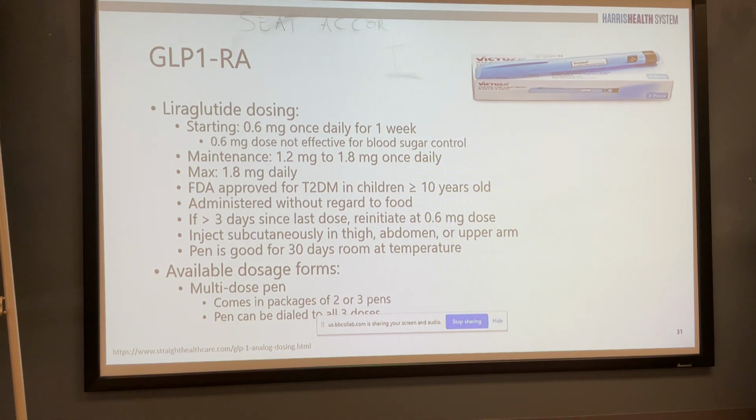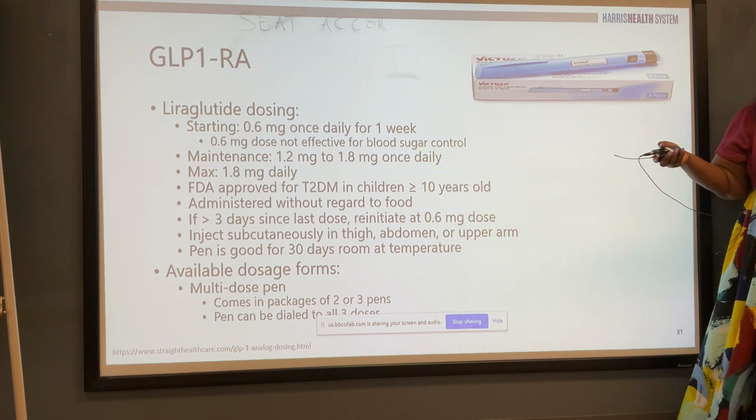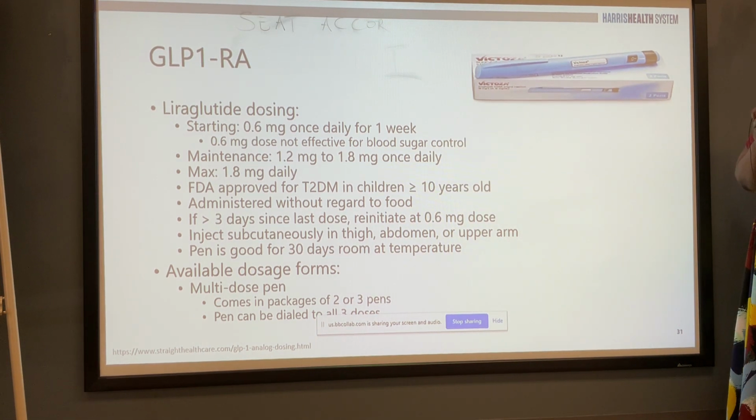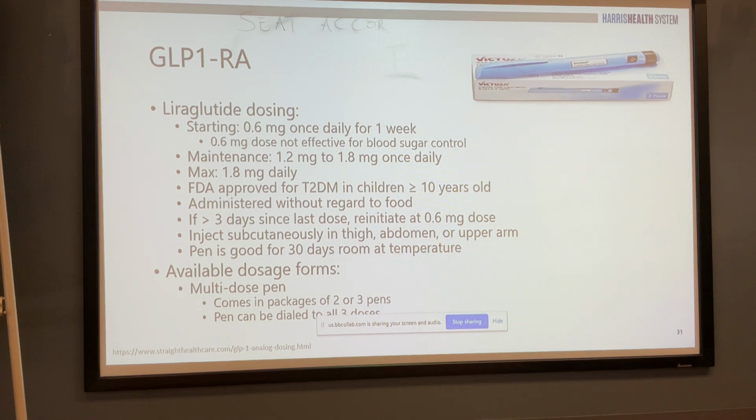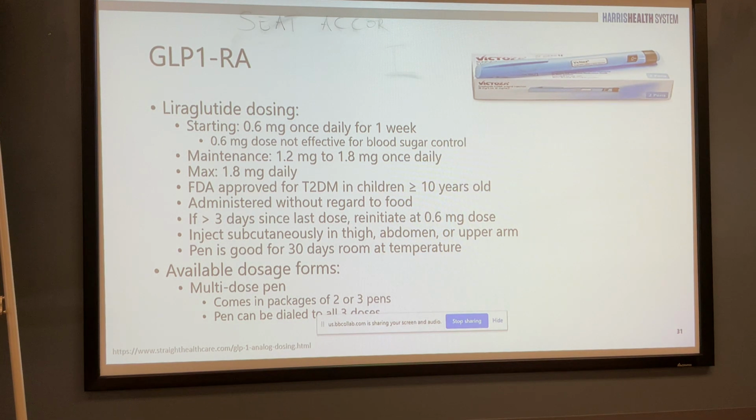Now, let's say patients aren't meeting their goals after they've been on 1.2 milligram therapy for a while, then they can go up to a max dose of 1.8. So when you get the Victoza pen, it dials up to those 3 different doses. Now, what's really cool about Victoza is that it's the only GLP-1 that is FDA approved to manage type 2 diabetes in kids over the age of 10. Now, if patients miss more than 2 days of Victoza, they have to start their titration over. They have to go back to the 0.6 and work their way back up, so try to make the patient be as adherent as possible so they don't have to go back to retitration.